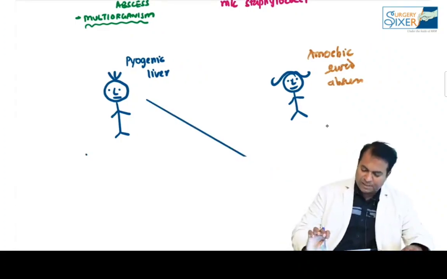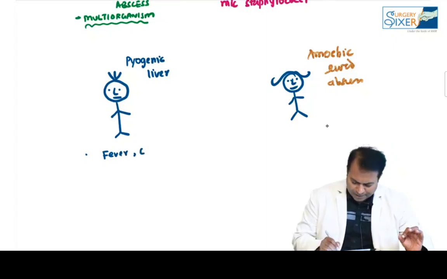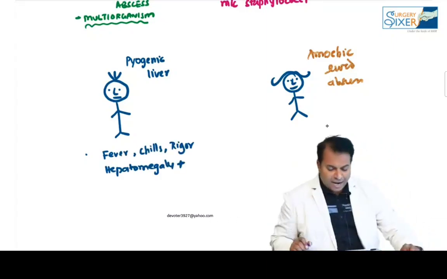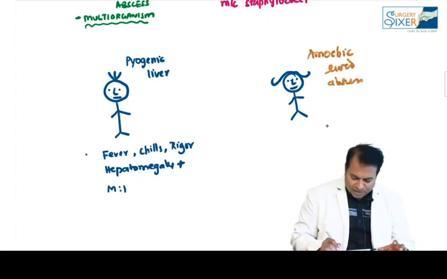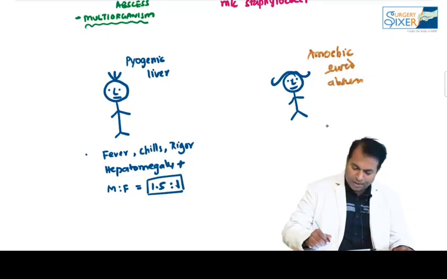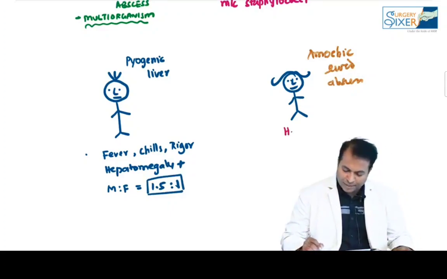This pyogenic abscess patient will have fever, chills, rigor, with hepatomegaly. That is the presentation this patient comes to you with. He will be a very sick patient, with severe right upper quadrant tenderness, and the male to female ratio is 1.5:1. It is nearly equal. Whereas the amoebic abscess comes to you with only hepatomegaly.